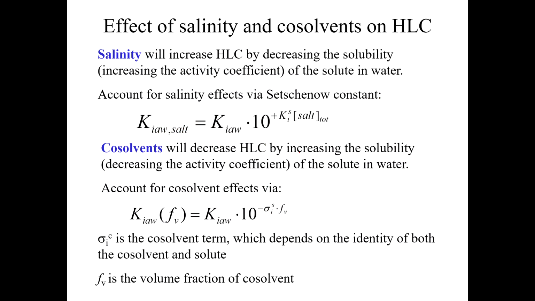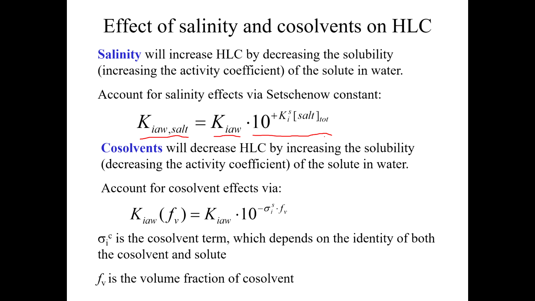Effective salinity, we already saw that you can use the Setschenow constant to predict changes in the solubility based on salinity. Well, it turns out you can do the same thing for the Henry's law constant. The Henry's law constant in the presence of salt is equal to the Henry's law constant with no salt times the same correction factor, 10 to the function of Ks times the molar salt concentration.